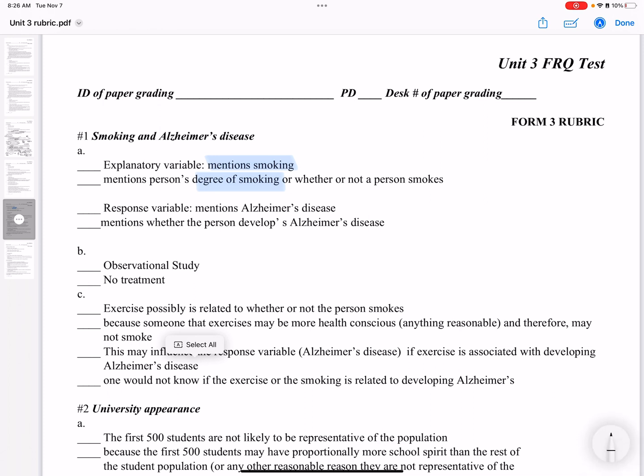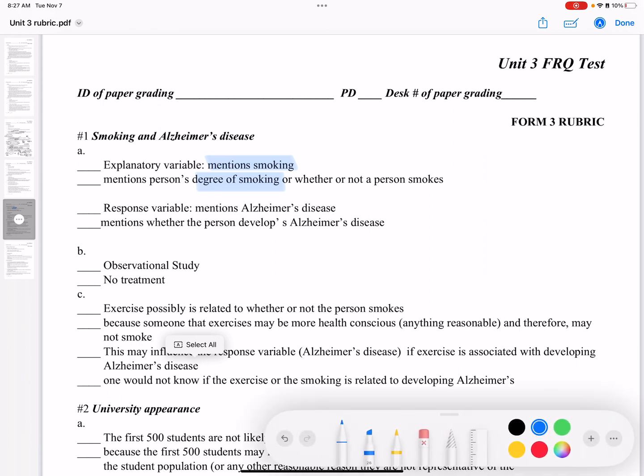So what it's saying is there's a strong association between smoking and Alzheimer's. If they got Alzheimer's, that's the response variable. The explanatory variable is the degree to which they smoked: no smoking, or high amounts of smoking. So make sure you give 2 points on there.